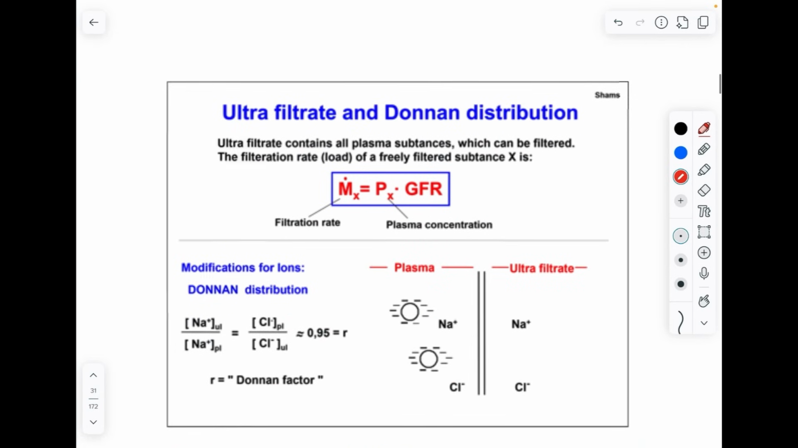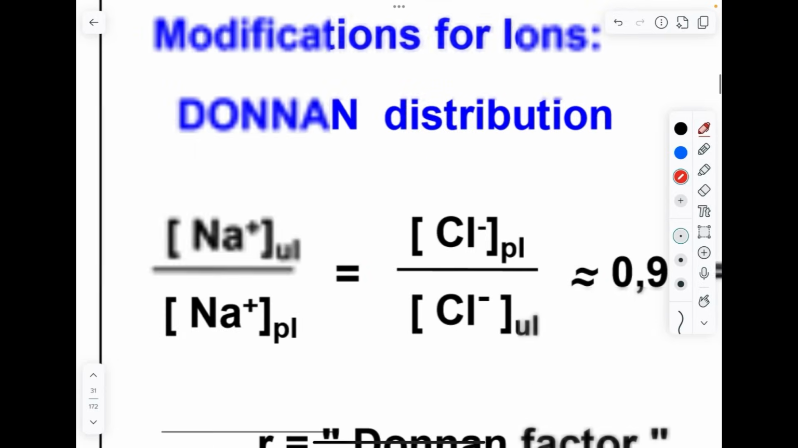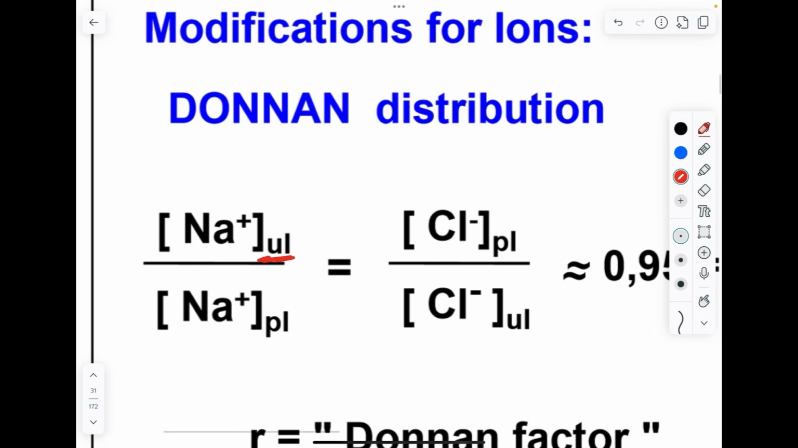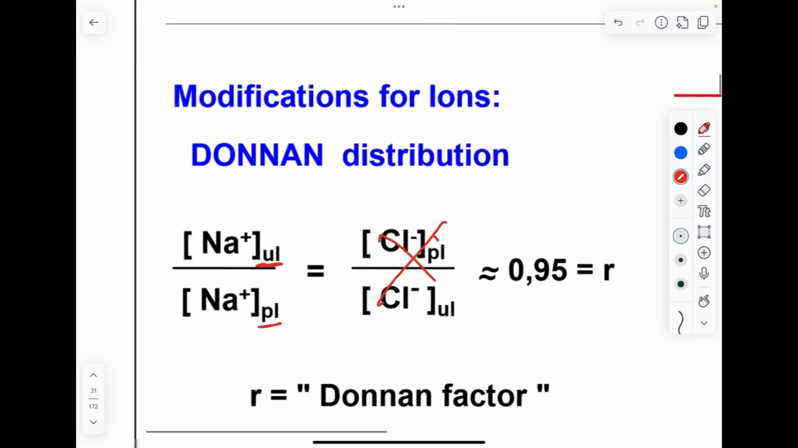As you can see here, the concentration of sodium in the ultrafiltrate divided by the plasma will give you what? Less than 1, which means that the ultrafiltrate concentration is less than the plasma. Why? Because it's positive and it's less than 18, so it's attracted by the plasma protein away from the filtration slits. And it's the opposite for chloride. You can see it here.